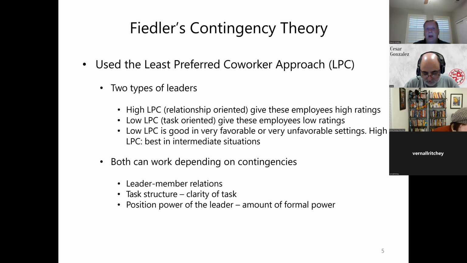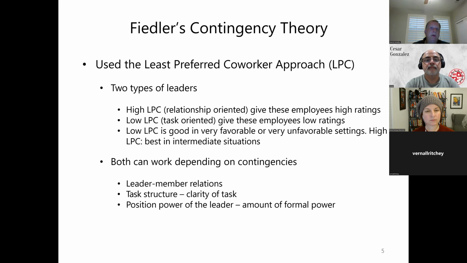And for that reason, that's why the literature shows us that high LPC approaches tend to be more effective than low LPC, because our organizations are usually in that kind of gray area, that intermediate area between things being really good and things being really bad. There are contingencies that we also have to consider beyond just the favorability or unfavorability of the setting, that can also lead us to which of these high LPC or low LPC approaches work best in those situations.